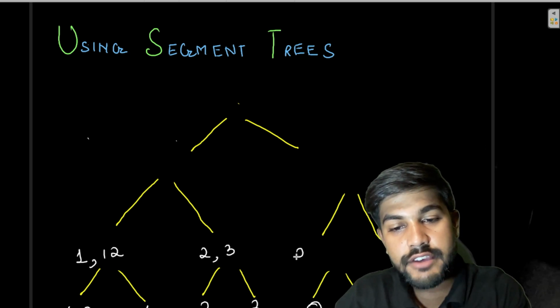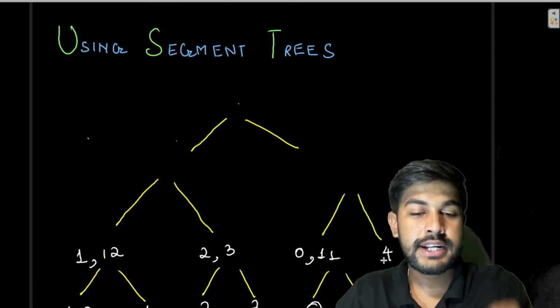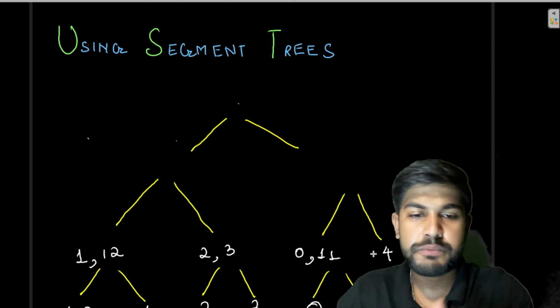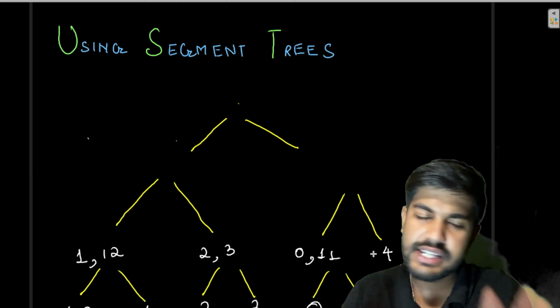And then we have 0 and 11, it would remain the same. And then we have a single element, that is 4. Now let us go up, and then we would have this merge part. So the merge part of merge sort is the same here.